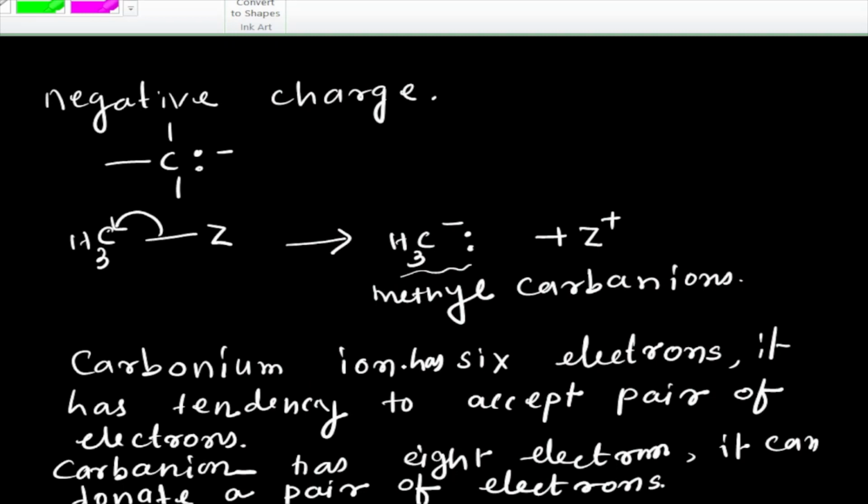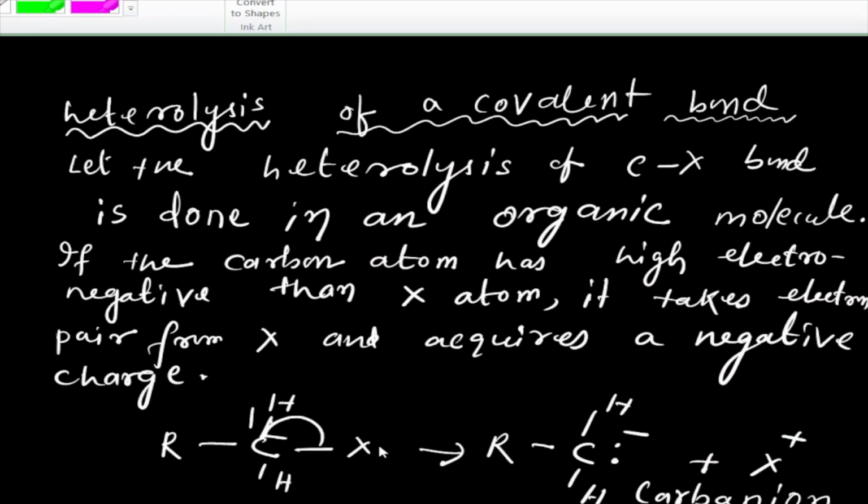Carbonium ion has 6 electrons, and it has a tendency to accept a pair of electrons. But carbanion, what happened? It has 8 electrons, and it can donate a pair of electrons to others. Very interesting, carbanion and carbonium. Now, before we proceed to carbonium or carbanion ion, let us first see heterolysis of a covalent bond. Carbanion or carbonium is only possible by the help of heterolysis.